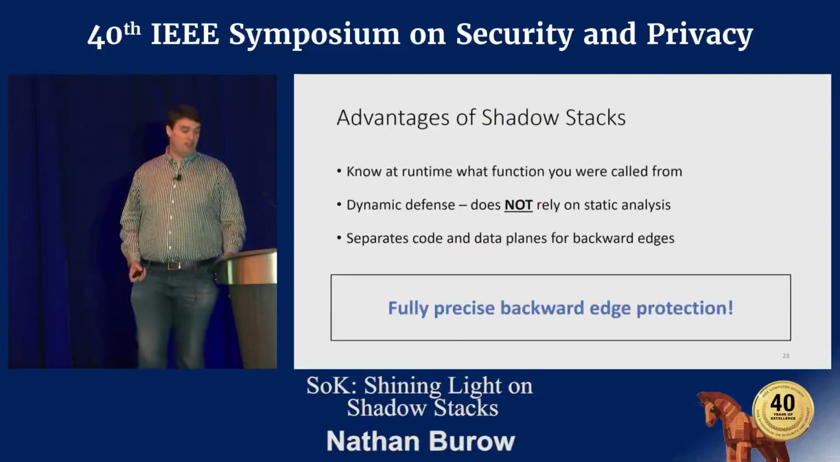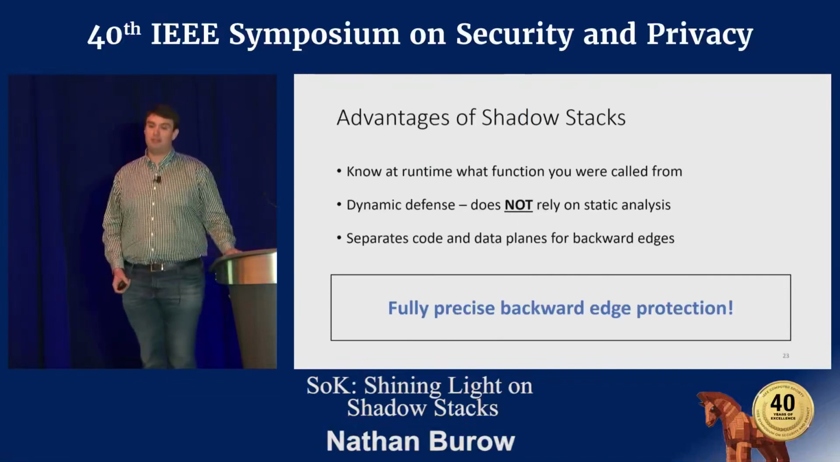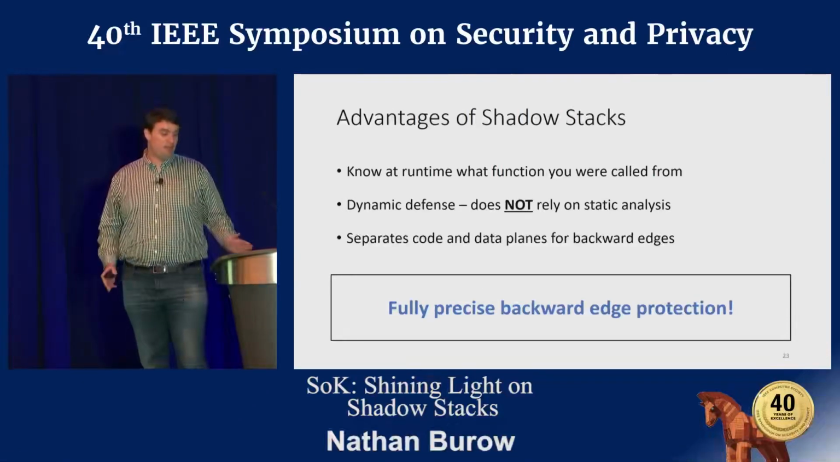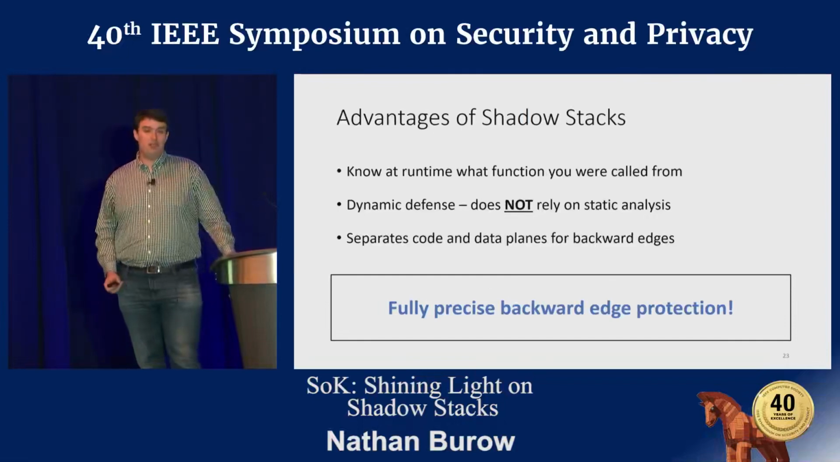The key advantages of shadow stacks are that you know at runtime what function you were called from, which means that we can move from the static style of CFI defenses that are trying to pre-compute target sets to a more dynamic defense that is focused on remembering the return addresses correctly. So there's no guessing or pre-calculation required here. Simply by separating the code and data planes for backwards edges, we end up with a very strong defense for return addresses. In particular, it's fully precise, again because of this dynamic nature of the information, where the call happens before the return, so you know where you're supposed to return to if you can only preserve that information in the program.